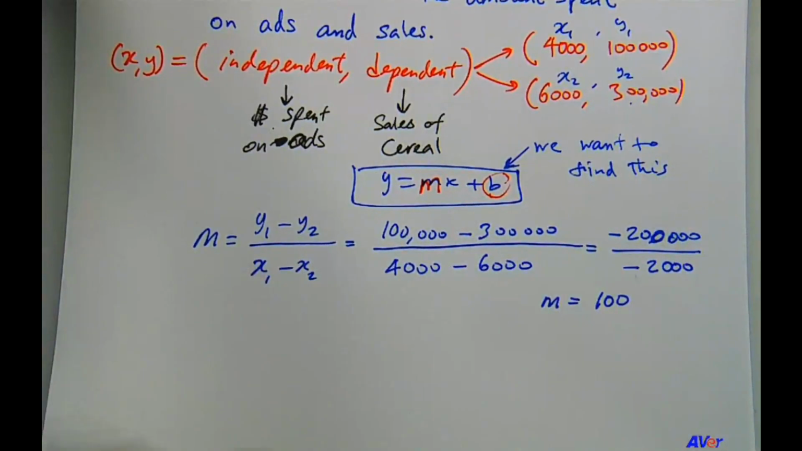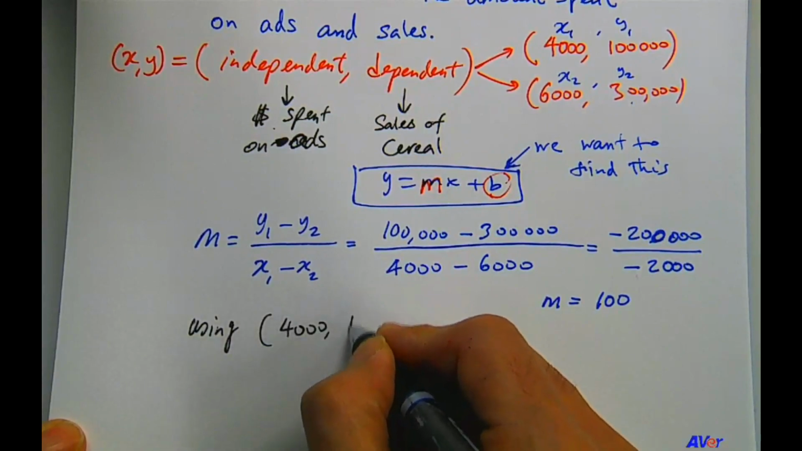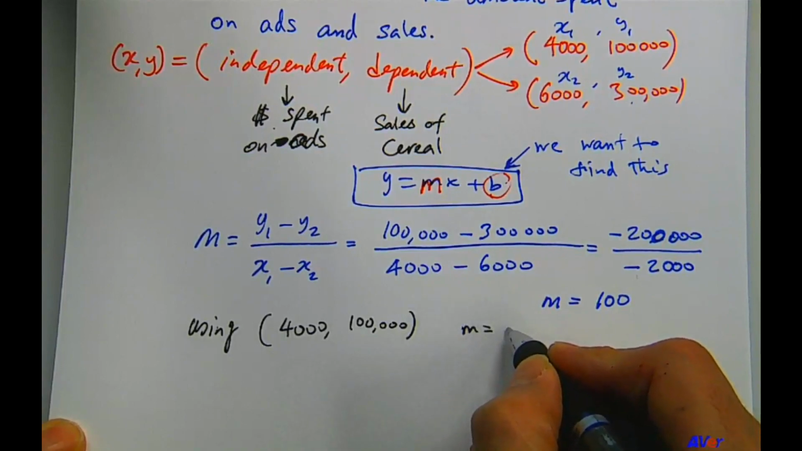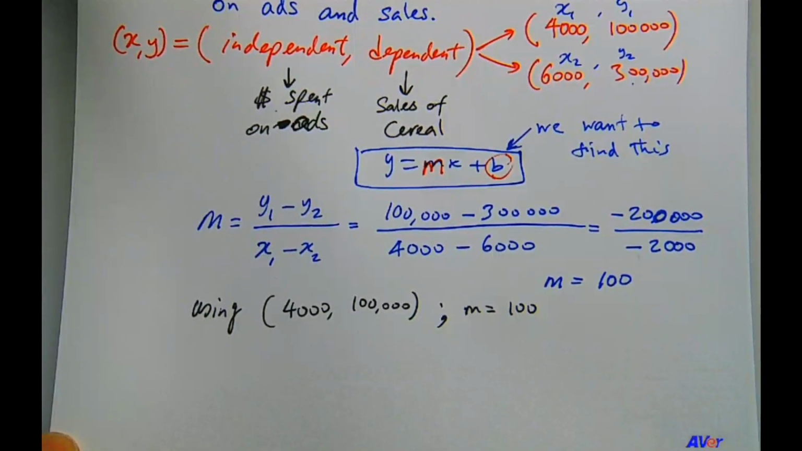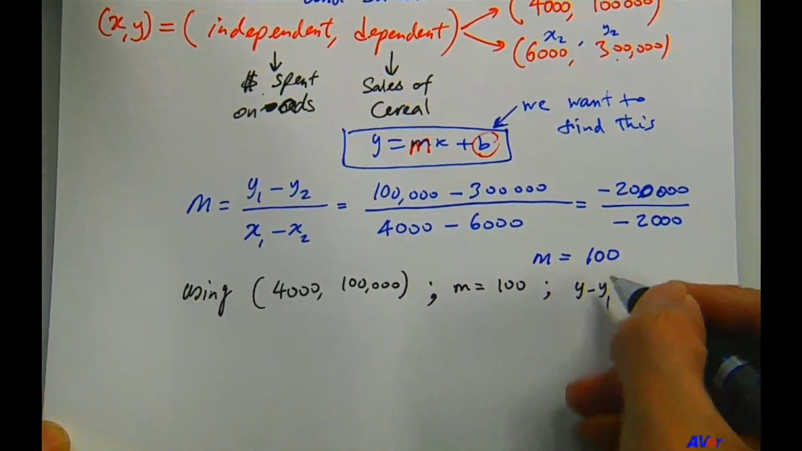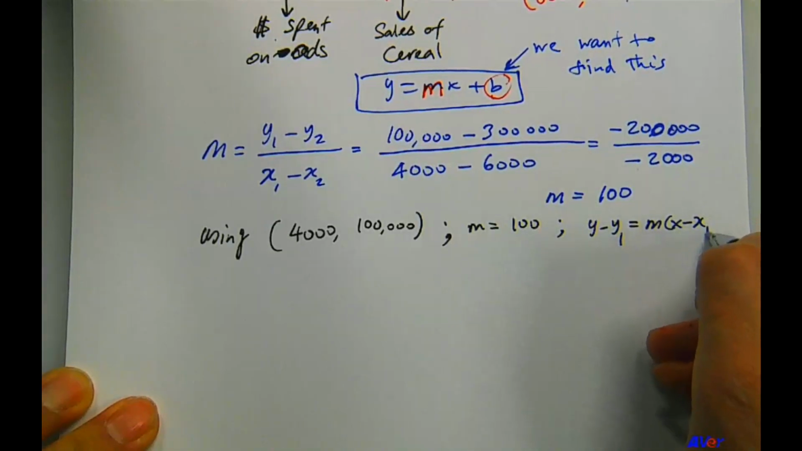So we have, using 4,000 and 100,000, the m equals 100, which we just found, and one of those three types of equations that I mentioned when we began this section. Specifically, I'm talking about the point-slope form of an equation. So this one, y minus y1 equals m times x minus x1.